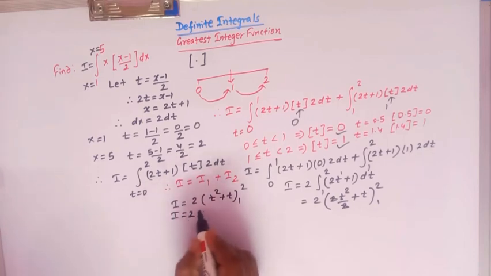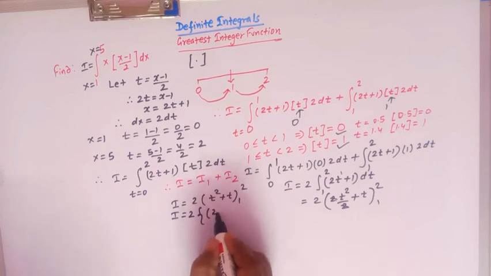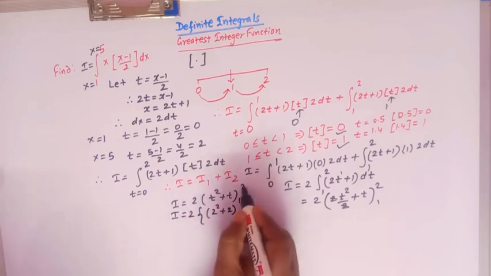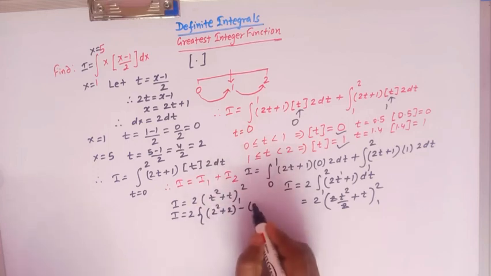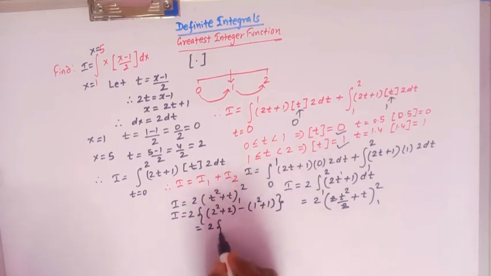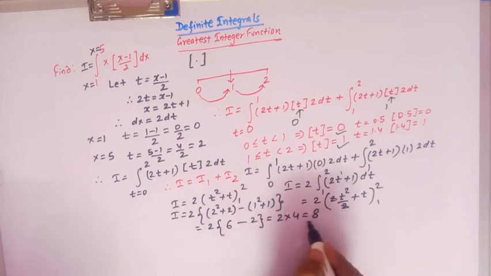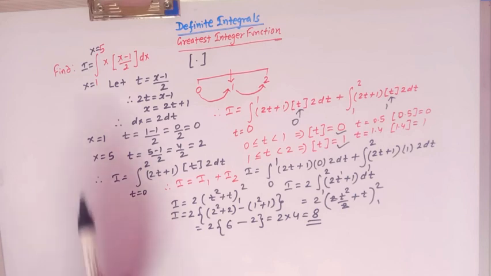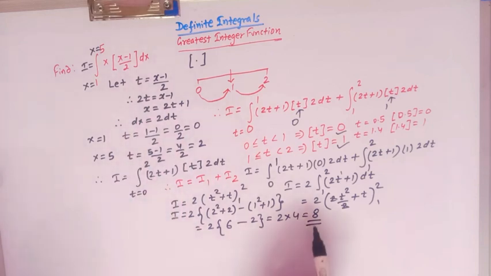Now we can simply substitute the limits and take the difference. So we have 2 square plus 2, taking t equal to 2, minus 1 square plus 1, taking t equal to 1. Now this is 4 plus 2, that is 6, and here we have 1 plus 1, that is 2, so we have 2 times 4, that is 8. Viewers, this is how we solve this problem, and the value of this integral is 8.